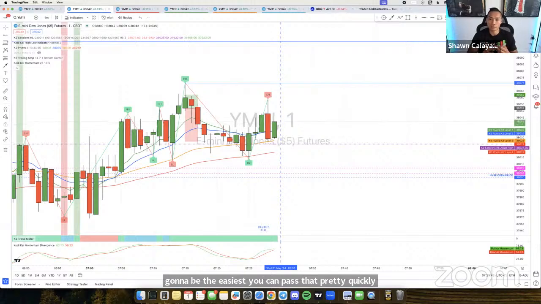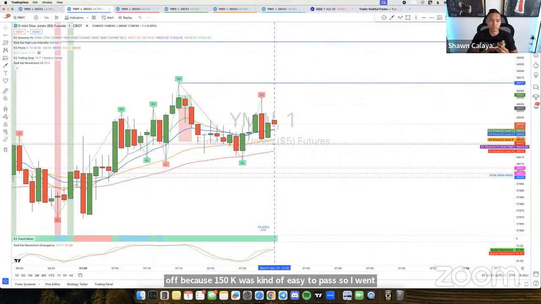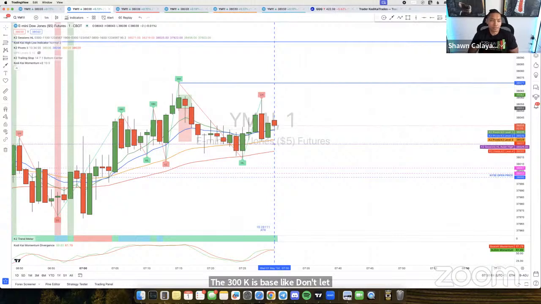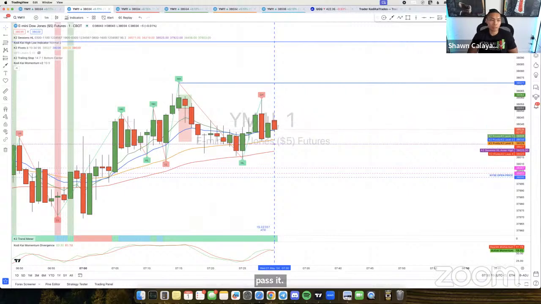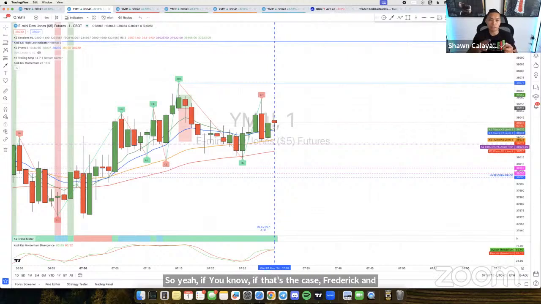The best option, I think the best bang for your buck would be the 150K account. That kind of threw me off because the 150K was kind of easy to pass. So I went from 150K to 300K. The 300K is a beast. Don't let it fool you. It's a big account, but it's going to take you a long time to pass it. So Frederick, if you keep having trouble passing the 300K, I would probably recommend you drop down to either the 50K or the 150K.